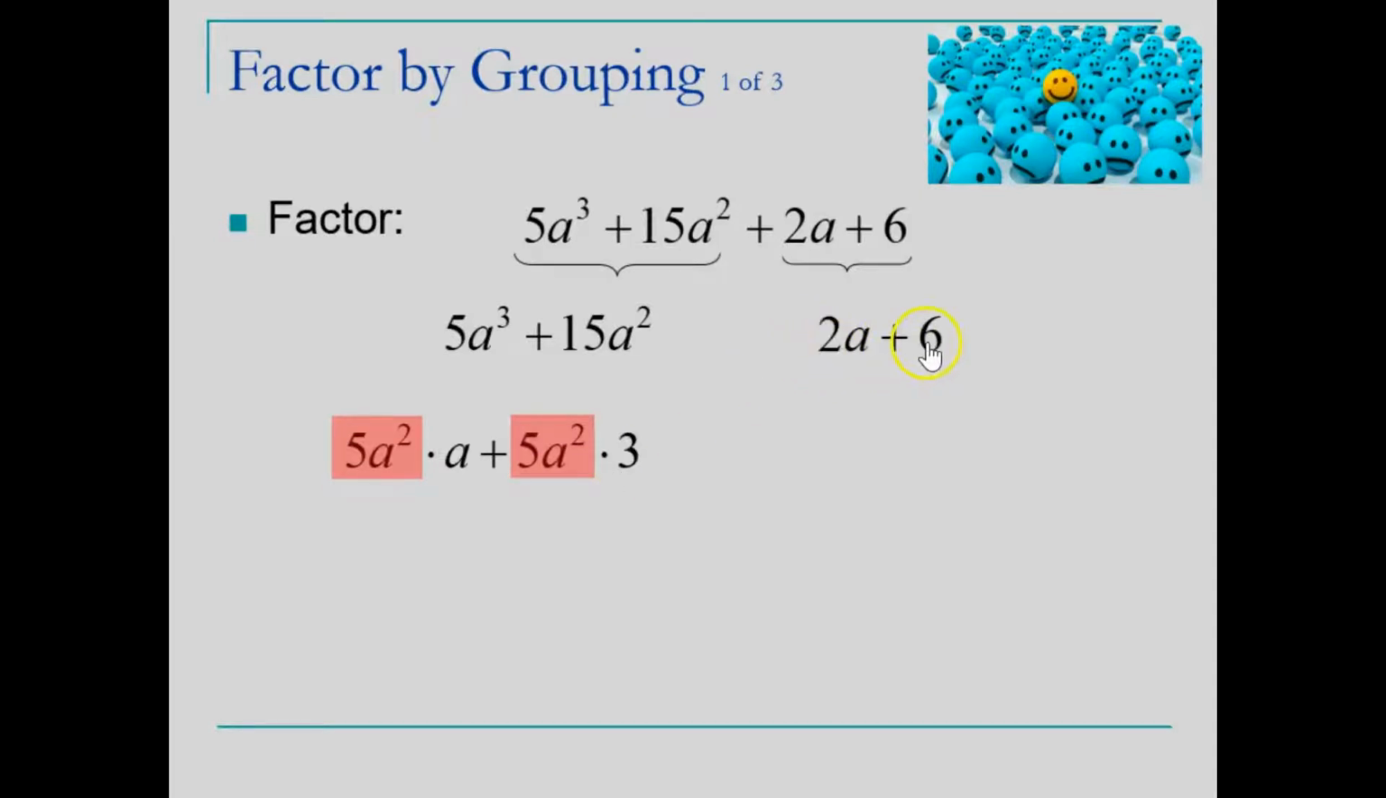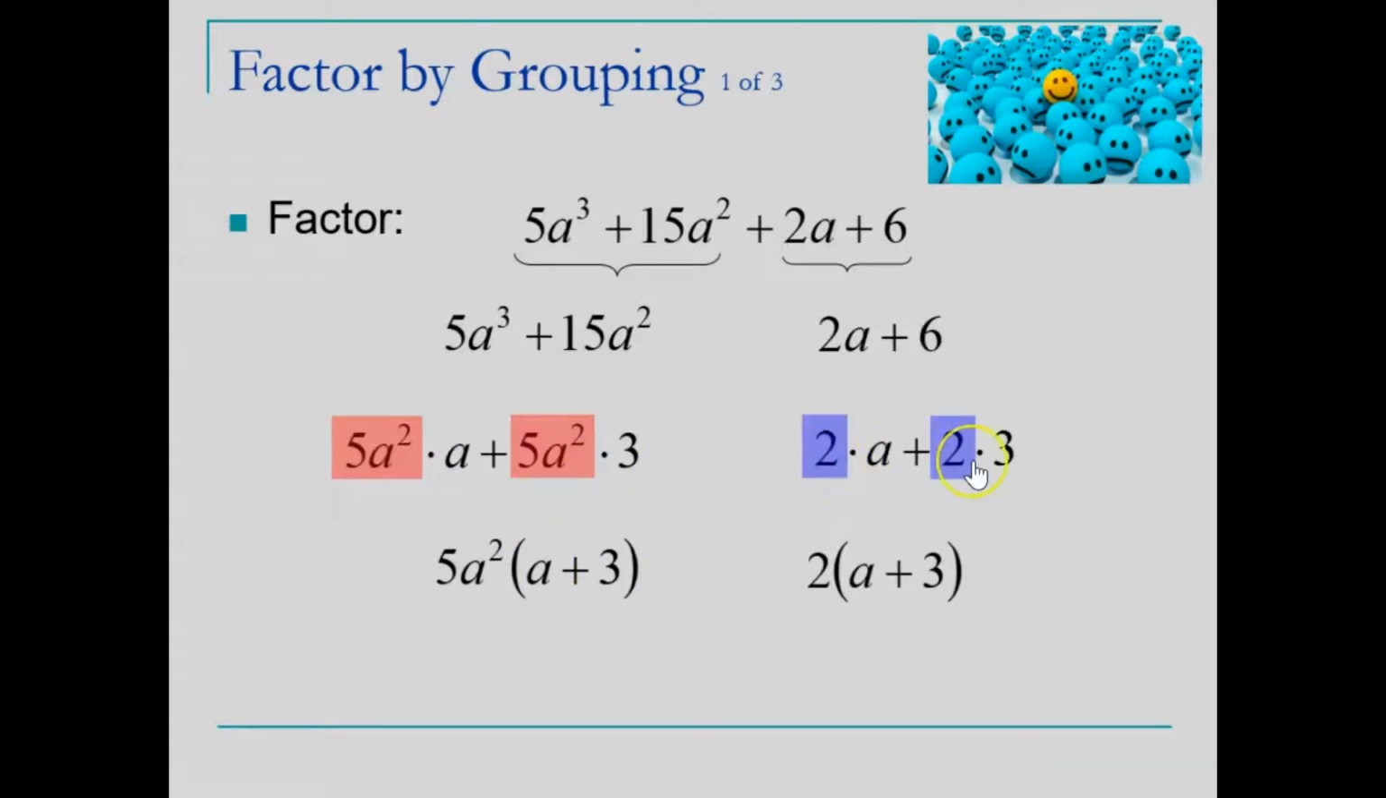For the second 2 terms, we have 2a plus 6. Greatest common factor is 2. Here we have it expressed with that greatest common factor. Using the distributive property then, we can express the first binomials as the greatest common factor of those 2, 5a squared, times the remaining factors of each. The last 2 pairs, using distributive property, results in a 2, our common factor, times the remainder of each factor, a plus 3.